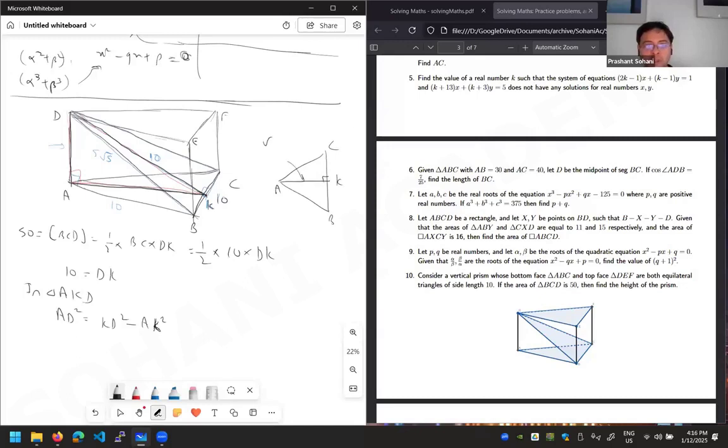So this is just going to be √3/2 times the side, का? Because this is a 30, 60, 90 triangle. So therefore AK is nothing but √3/2 times 10, which is √3 into 5. So I can just substitute that directly and get AD square is equal to 100 minus 75. So therefore AD is 5. So in other words, actually AD is 5, which is exactly half of the base.